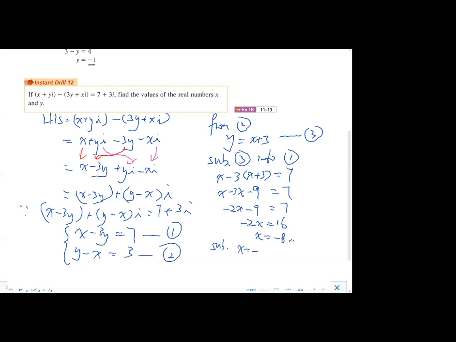Then substitute x equals negative 8. Normally we will substitute into equation 3, because in equation 3 we can calculate the value of y directly. So that should be negative 5. That is the answer. It's okay?